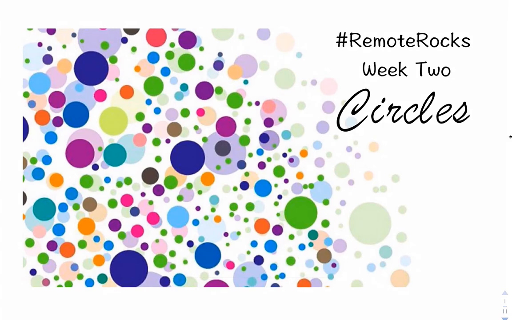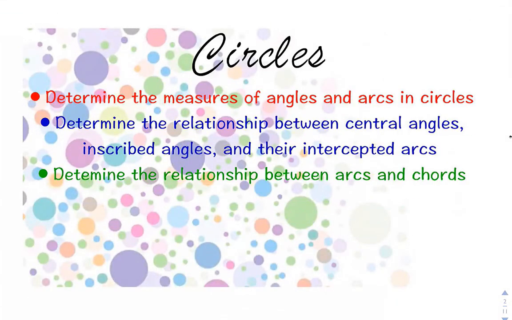So recall that in the last video, we determined the measures of angles and arcs in our circles. So hopefully that is good to go. Now in this video, we are going to be looking at determining the relationship between central angles, remember that was from last video, and then inscribed angles and their intercepted arcs. So we got to talk about what is an inscribed angle and what are intercepted arcs.